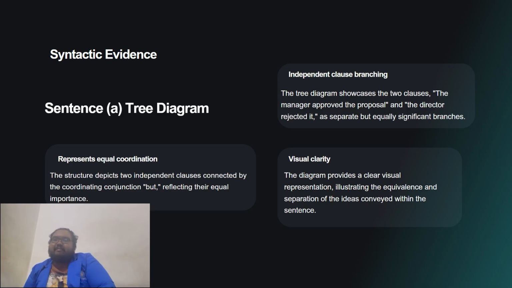Syntactic evidence. Sentence A: the 3D diagram represents equal coordination. The structure depicts two independent clauses connected by a coordinating conjunction, reflecting their equal importance. Independent clause branching: the diagram showcases that the two clauses, "the manager approved the proposal" and "the director rejected it," are separated but equally significantly branched. Visuality: the diagram provides a clear visual representation illustrating the equivalence and separation of the ideas conveyed within the sentence.